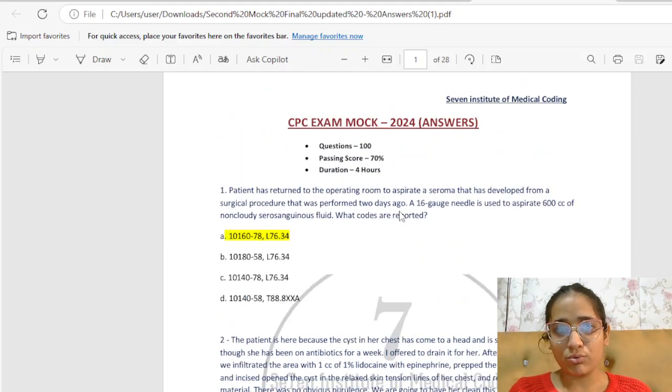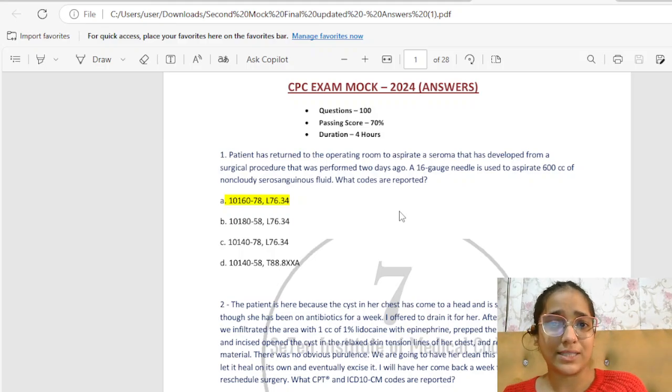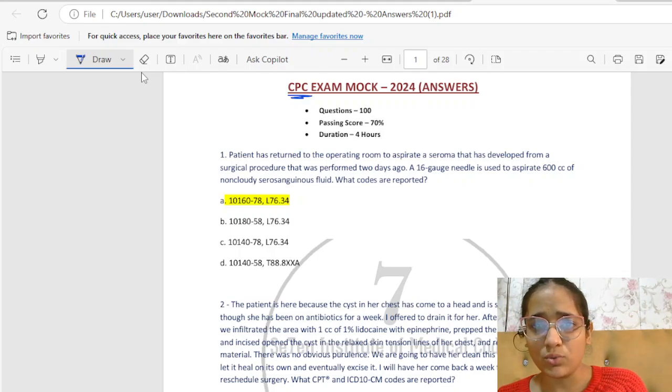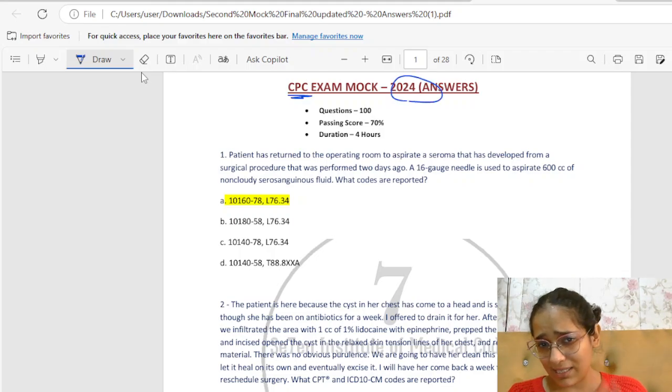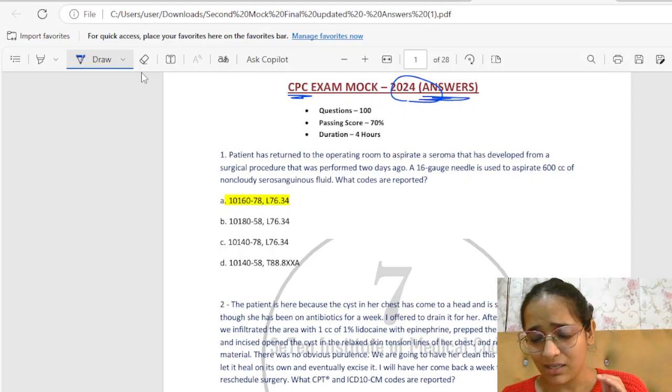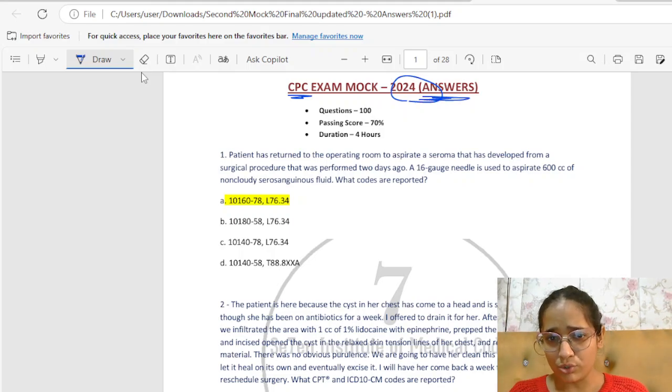We are going to do some practice questions for the CPC. These questions we got in the exam in 2024. This mock is with the answers, so this is not specific questions only. Whenever you practice, you get the answers at the same time. We are going to pick two questions from each series so that you can get an idea what type of questions we are going to see in the AAPC CPC examination.